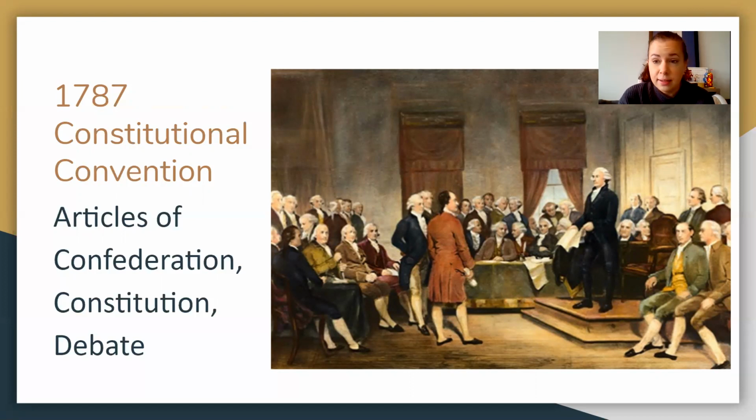You also have the Great Compromise, which is the decision to create a legislative branch that is composed of two groups. You have the House of Representatives that is based off of population, and you have the Senate, which is based off of states. So every state has 2 senators, but the amount of representatives that they have is based off of population.